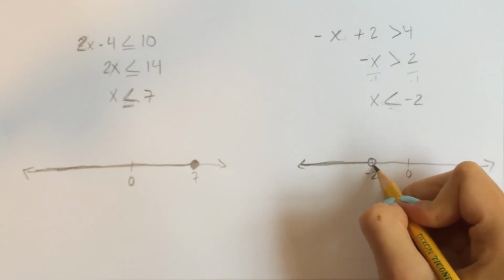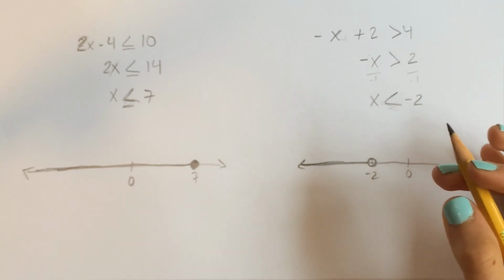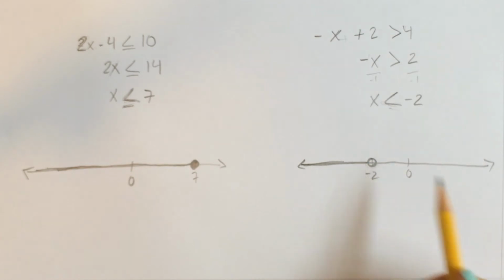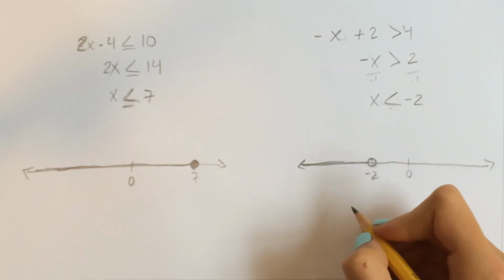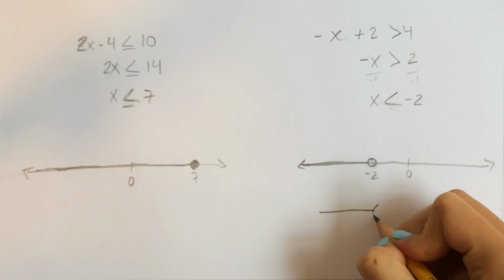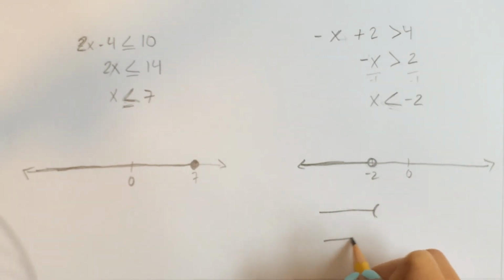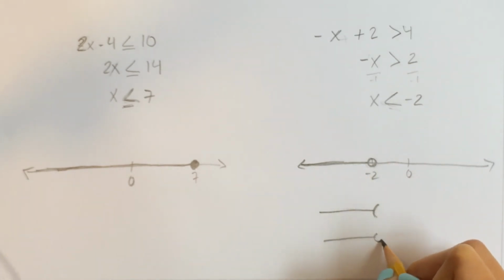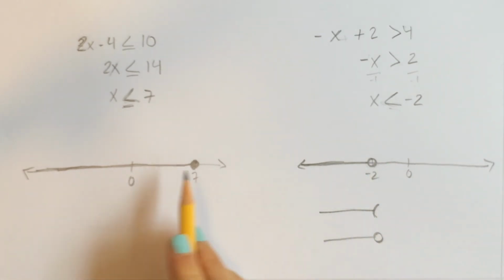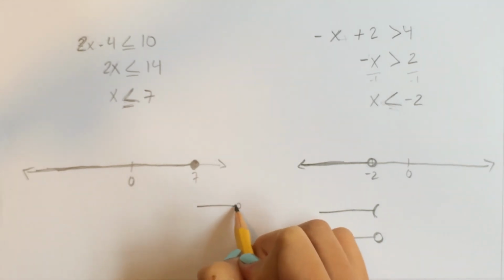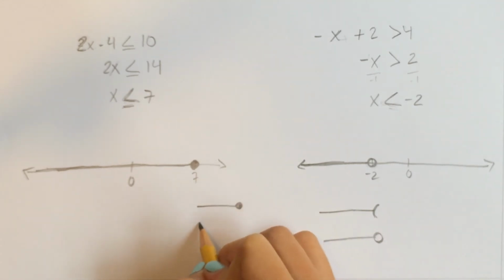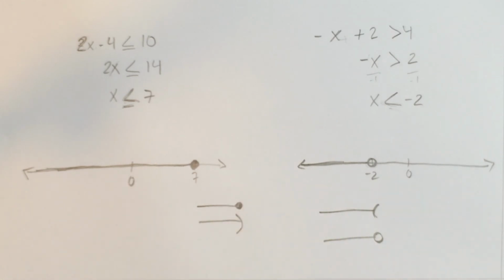So a circle that is not filled in shows that this number is not included in the number line. Some people also use a parenthesis like this, showing that this number is not included. And like I did here, some people use a circle. To show that it is included, you can use a filled in circle, or you can use a parenthesis the other way. So this is how to solve simple inequalities. I hope it helped and helped you understand how to solve them.